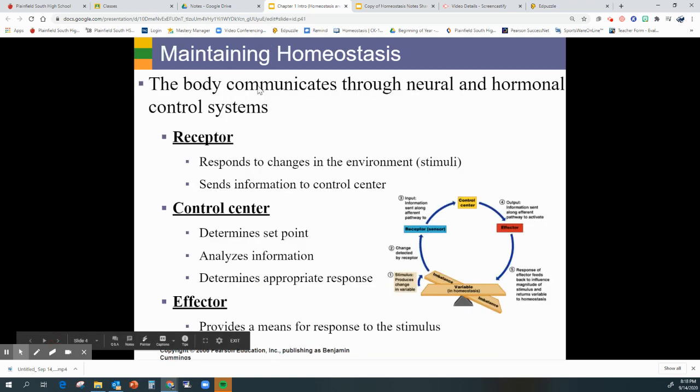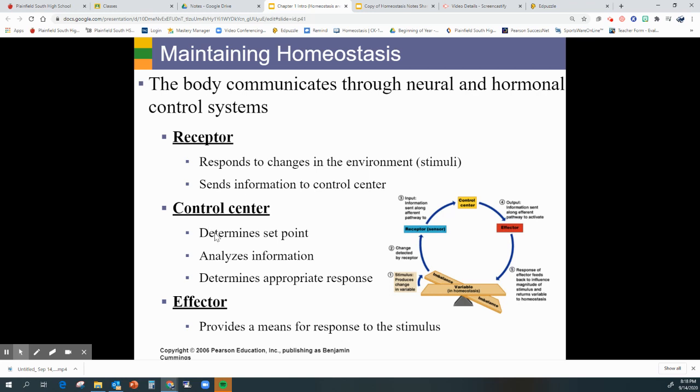So this just kind of talks back through those basic processes again. So this whole thing is a communication through both neural as well as hormonal. So it's between the nervous system and our hormones a lot of times that try to help maintain homeostasis for us. All right, here's your three parts: receptor, control center, effector. All right, receptor, again, is going to respond to the changes in the environment. It's looking for this stimulus. Okay, it's looking for something that tells it that something is not the way it should be. All right, it's going to send its information to the control center.